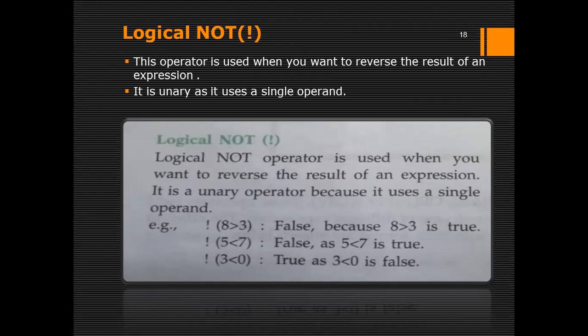Now 5 less than 7. Now 5 is less than 7. Again it is true, but the not in front of it will give you the result as false. Similarly, the last one, 3 less than 0. 3 less than 0 is false, but the not in front of it will give you the result as true.